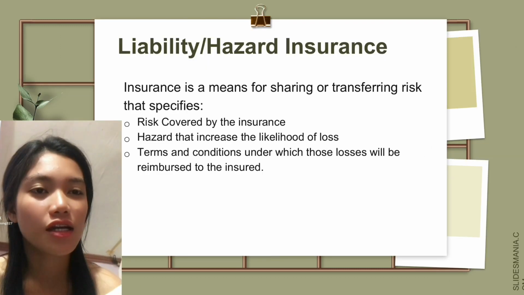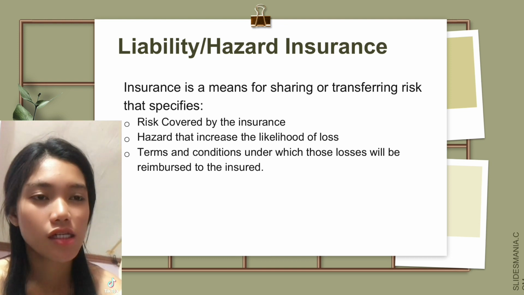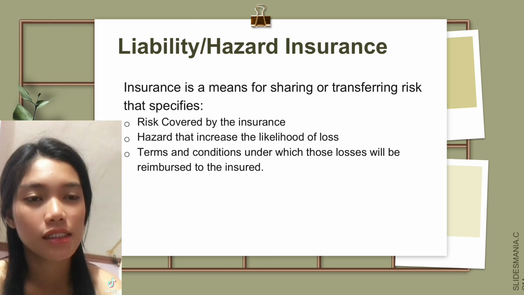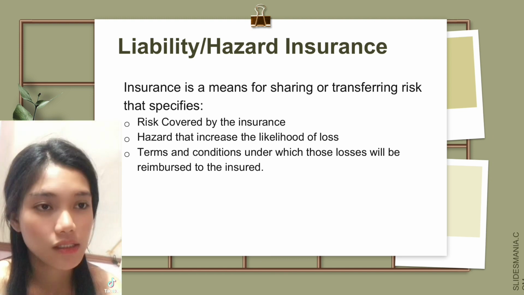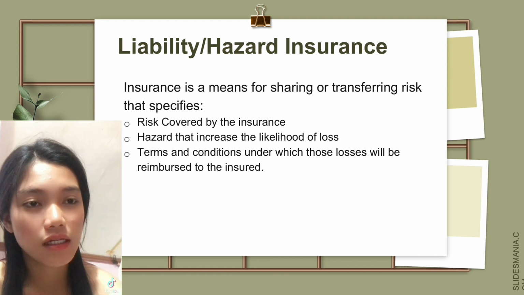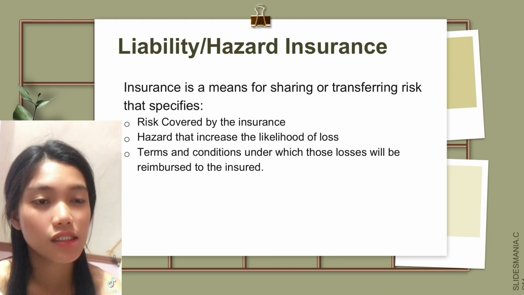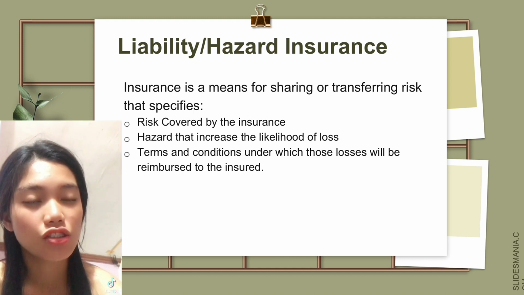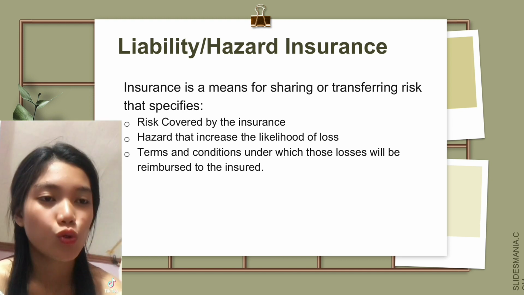Liability or hazard insurance. This insurance is a means for sharing or transferring risk that specifies the risk covered by the insurance. The hazard that increases the likelihood of loss is also covered by the insurance, and also the terms and conditions under which losses will be reimbursed to the insured.